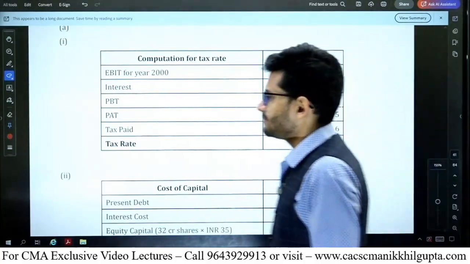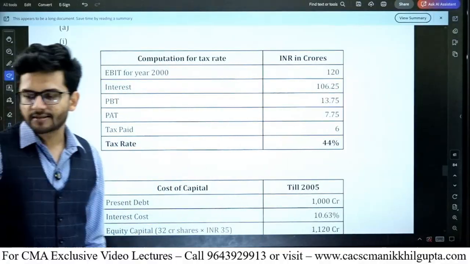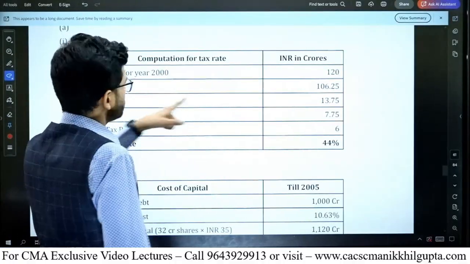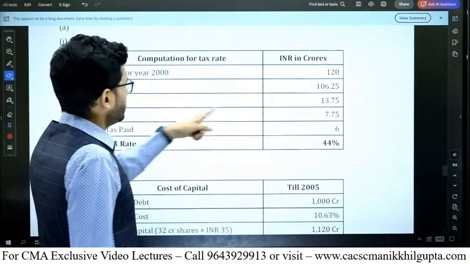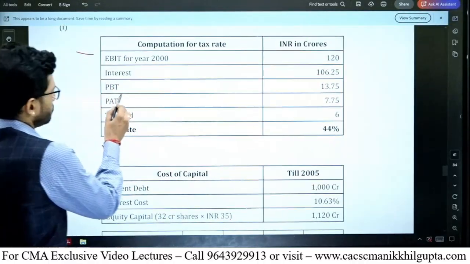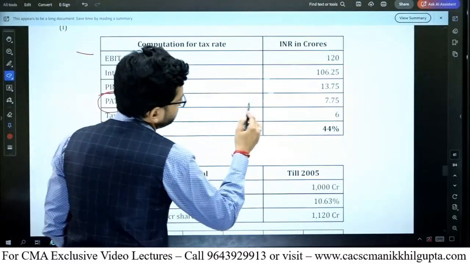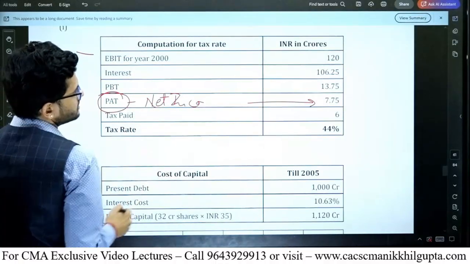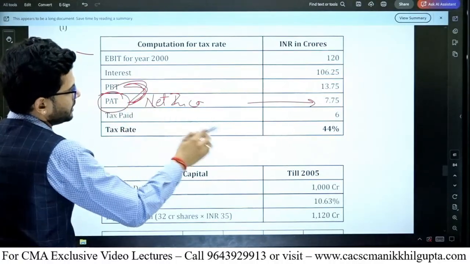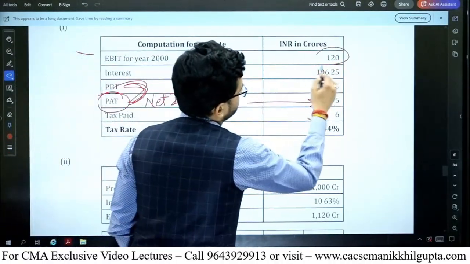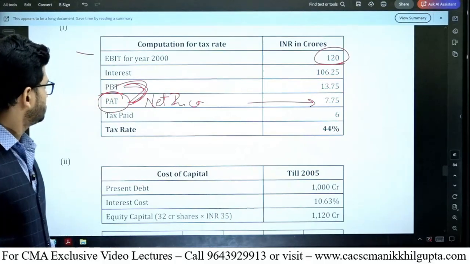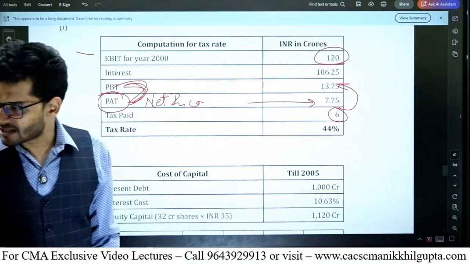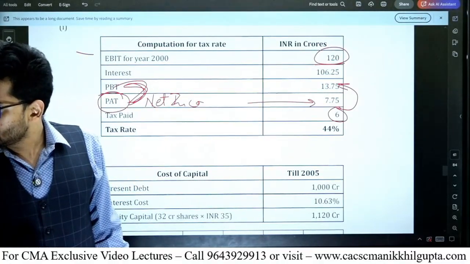Now, tax rate is not given in the question. If tax rate is not given in the question, then we'll calculate the tax rate using our numbers. Okay, so EBIT is given to you, 120, interest is reduced from it to get the PBT, profit before tax. Profit after tax is already given to us in form of the net income, 7.75. Okay, so the tax paid is 6, which is PBT minus PAT, and 6 over 13.75 will give us the tax rate. So tax rate is 44%.